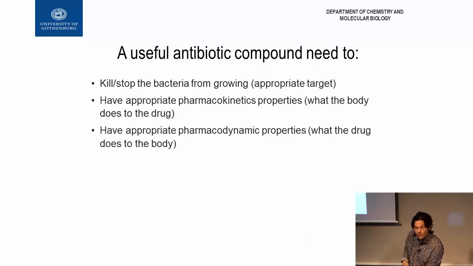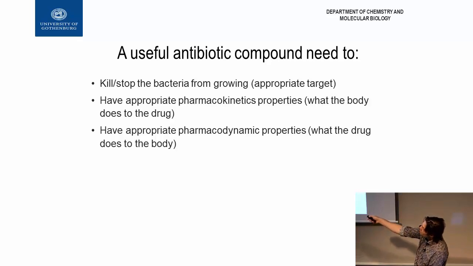So if we are going to make an antibiotic that is useful, and hopefully a new one, one of the goals is to kill or stop the bacteria from growing. If the bacteria cause an infection in us, we want to get rid of it. So we need an appropriate target to do that. And in order to find the perfect match for the target, we do structure-activity relationship.